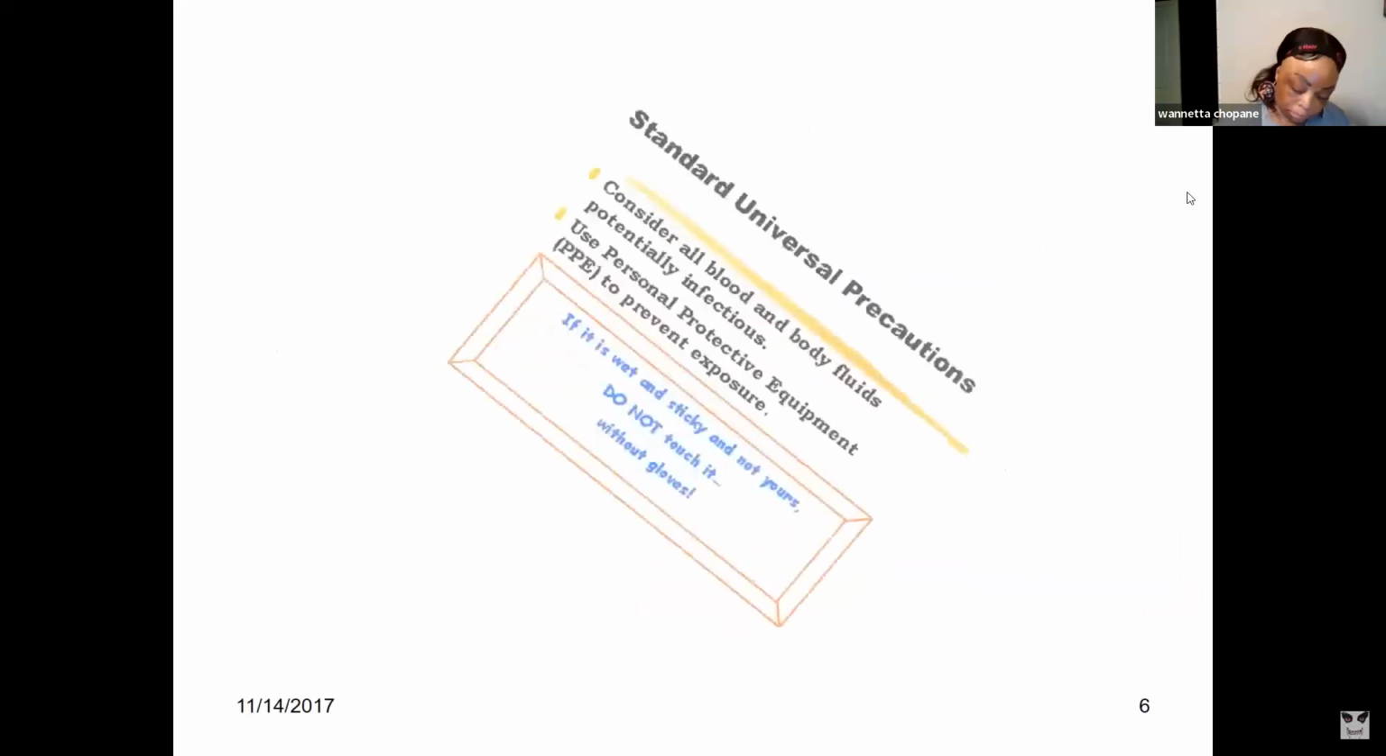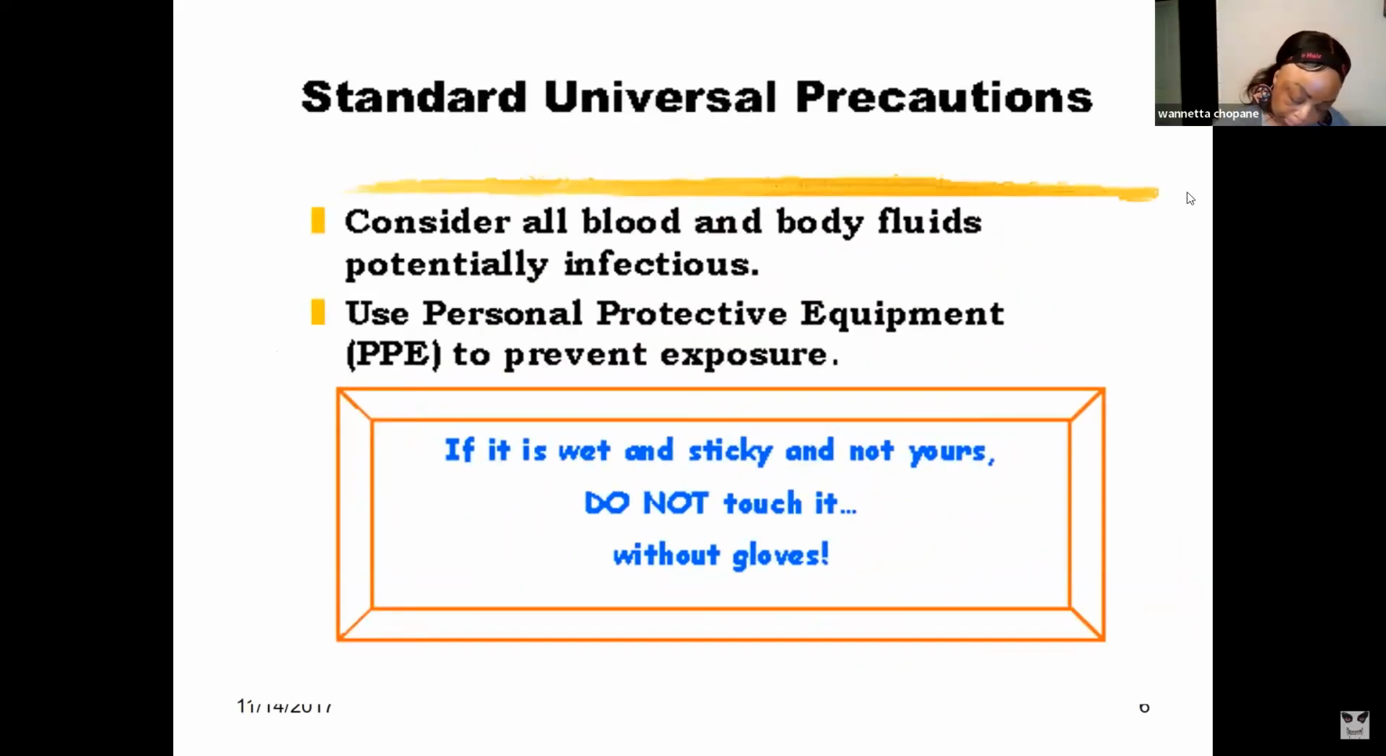Now, when dealing with infection control, we have to look at the standard universal precautions. Number one, we have to consider all blood and body fluids potentially infectious. Always. It doesn't matter who we're drawing or who we're looking at, if it's a family member or a neighbor next door, we have to consider all the blood and body fluids potentially infectious. And that means we use personal protective equipment, or PPE, to prevent exposure. Again, it doesn't matter who you're drawing on. You must consider everyone possibly infectious. And of course, the slogan: if it is wet and sticky and it is not yours, do not touch it without gloves.